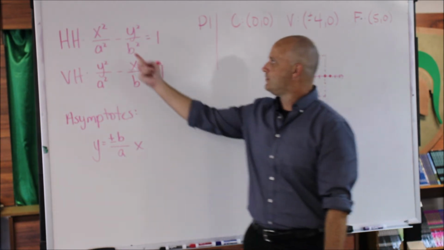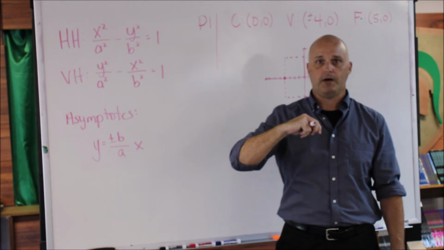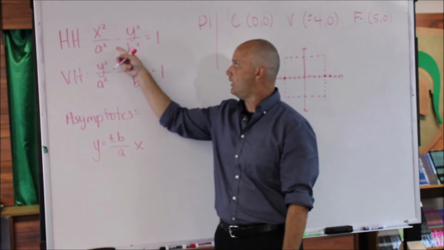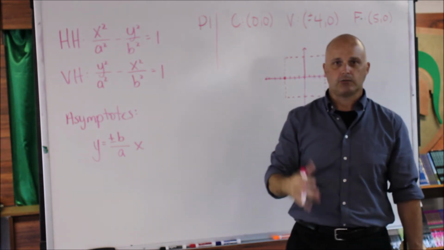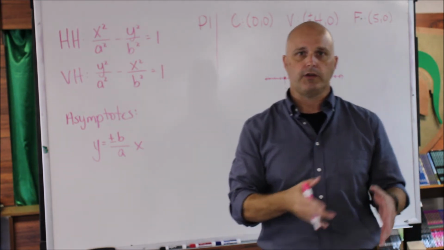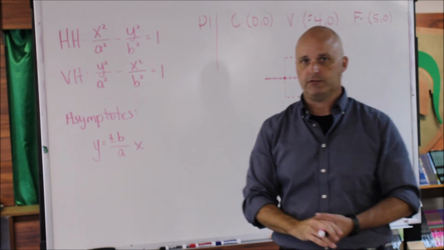But what we're going to do is, instead of having a plus in between, we're going to use a minus. So we've got x squared over a squared minus y squared over b squared equals 1. And then don't forget that we're also going to be using c squared equals a squared plus b squared in this process.